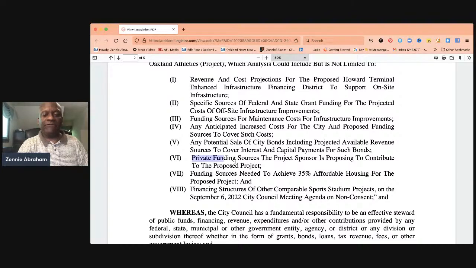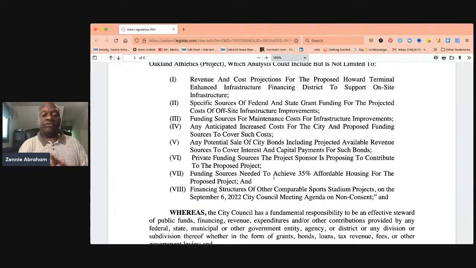Then it says private funding sources of the project. This sponsor is proposing to contribute to the proposed project. Okay, that's legitimate. But then again, you should know that with any housing, the developer pays, and then the subsidies are used to fill the gap that lowers the developer's cost so that affordable housing units can be realized. All right. Then it says funding sources needed to achieve the 35% affordable housing for the proposed project. Well, again, tax increment financing.